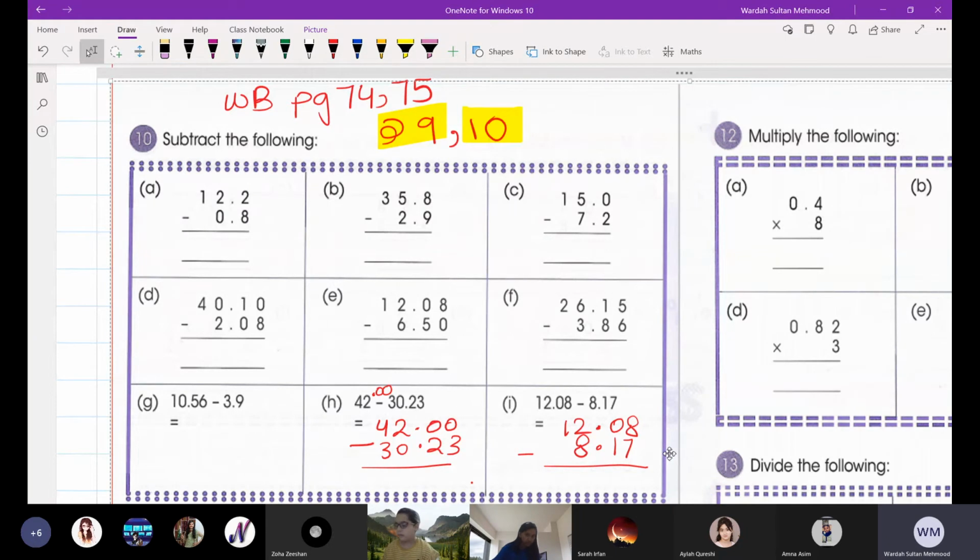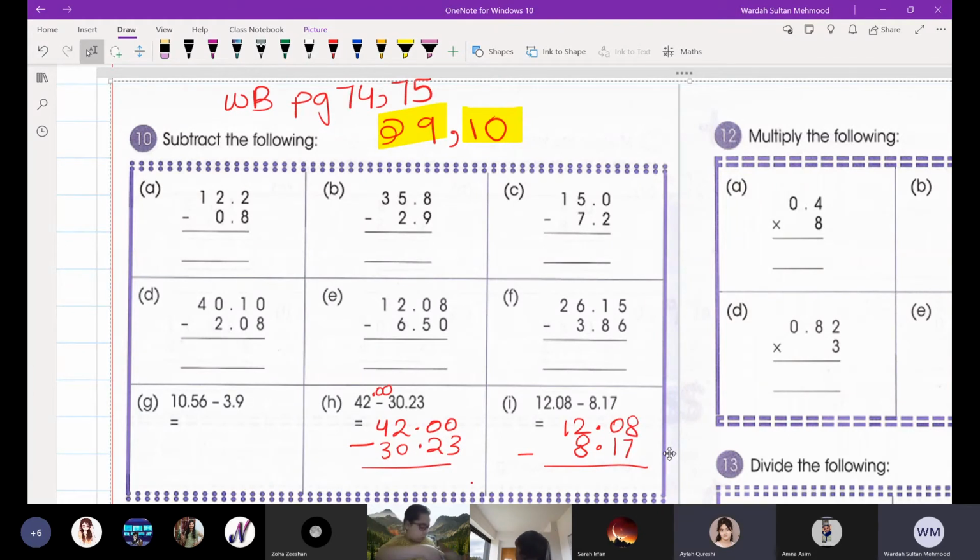Teacher, in question 10 part C, the 1 has become 0, so do we need to write it down? Doesn't matter if you do or don't. Either way, it's the same. Because 0 before the whole number has no value, even if you write it or you don't. Both ways it's correct.